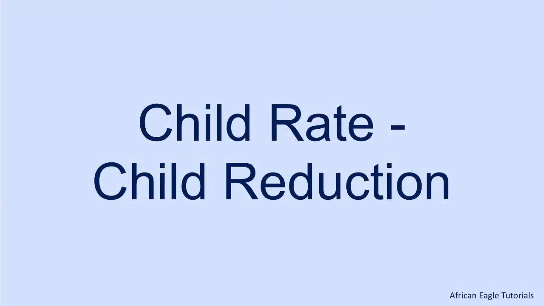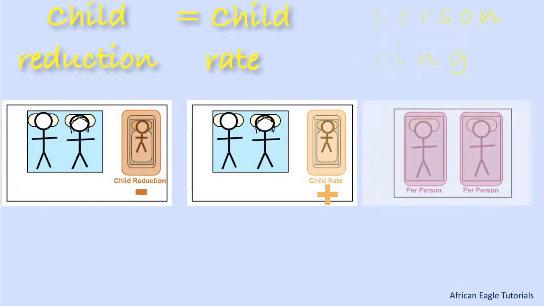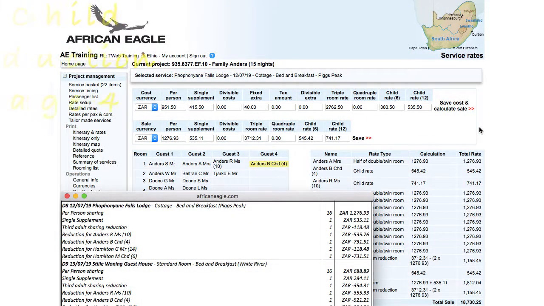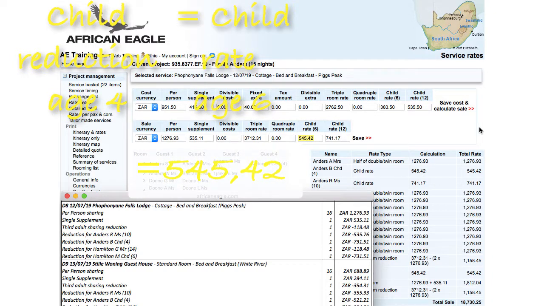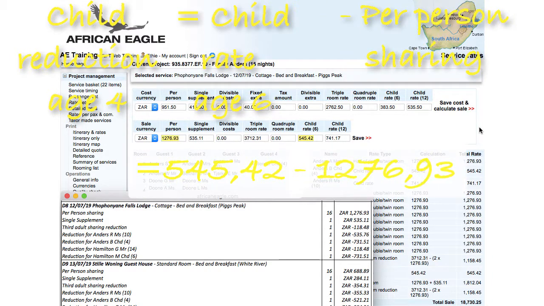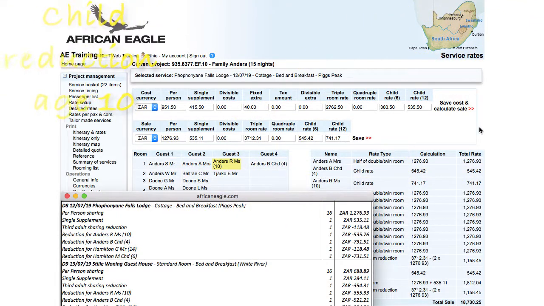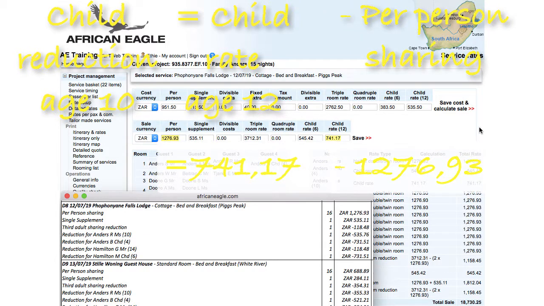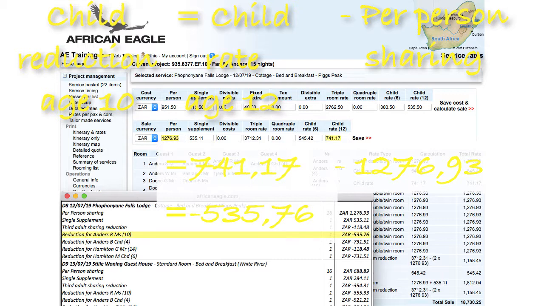For a child, the reduction is calculated as child rate minus per person rate. For example, for Poponyane Falls Lodge, for Andes B, the child reduction is 545,42 less per person sharing of 1,276,93 equals negative 731,51 as on the detailed quote. For Andes R, the reduction is 741,17 minus per person sharing of 1,276,93 equals negative 535,76 as on the detailed quote.